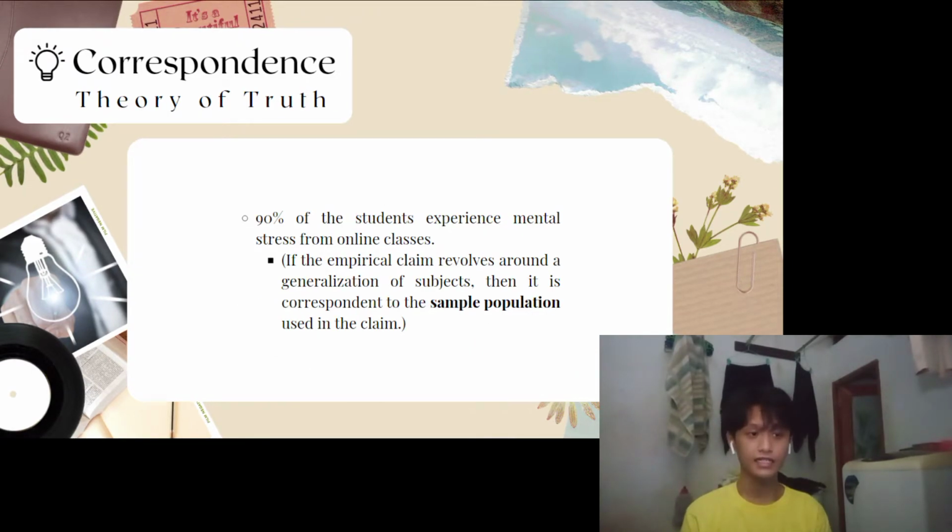Now lastly, 90% of the students experience mental stress from online classes. If the empirical claim revolves around a generalization of subjects, then it is correspondent to the sample population used in the claim. Any other population, as long as it was used in the claim, may it be a linguistic term like most, almost, or none, it still refers to that sample population.